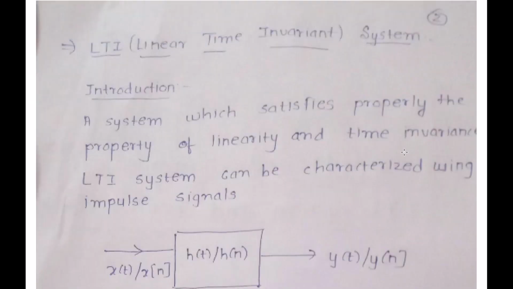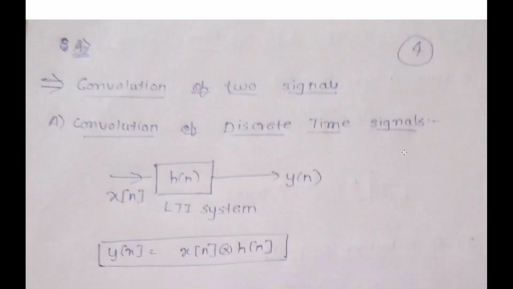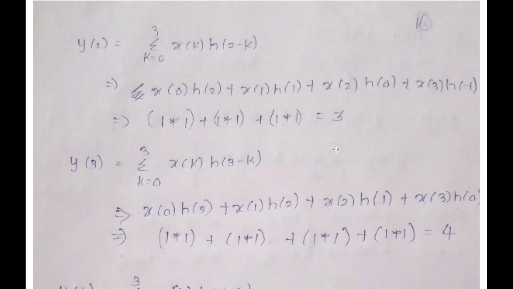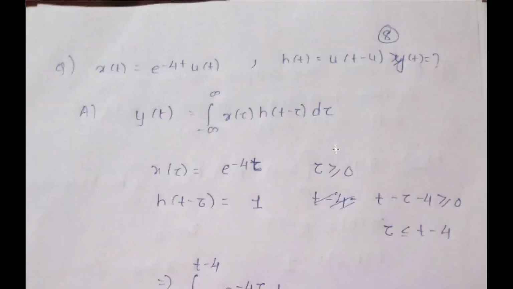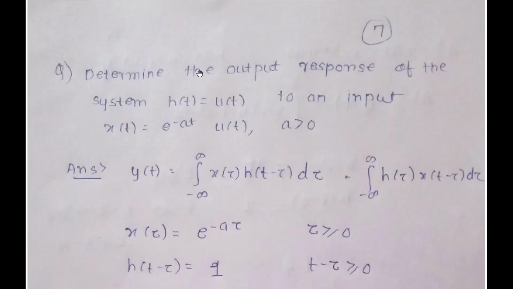I have tried my best to explain to you about the LTI system, about the properties of the LTI system, and about the convolution of two signals in terms of the discrete signal and in terms of the continuous time domain signal. So I hope I'm very clear to you.